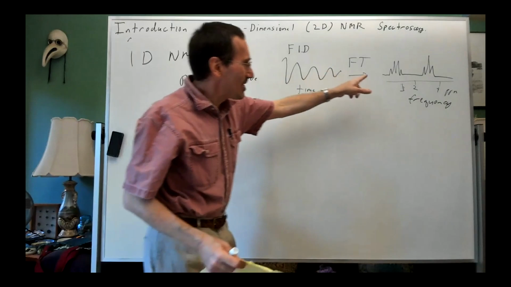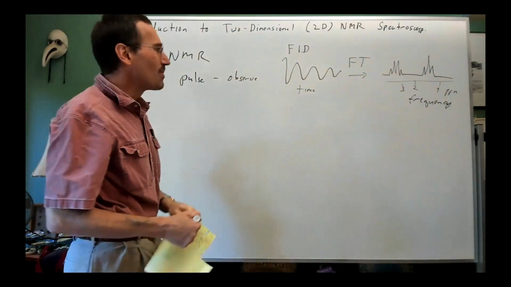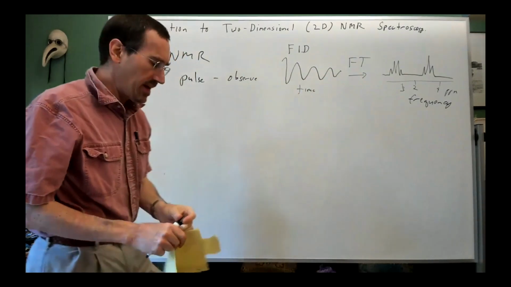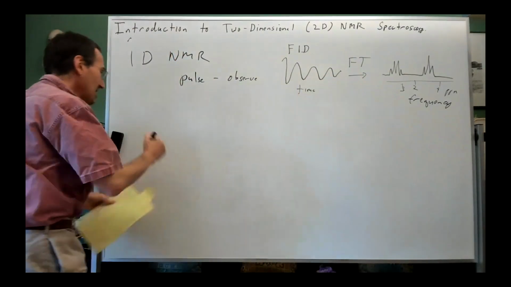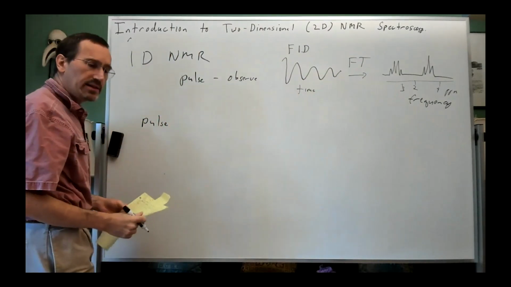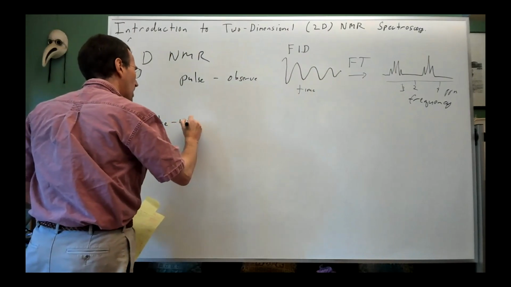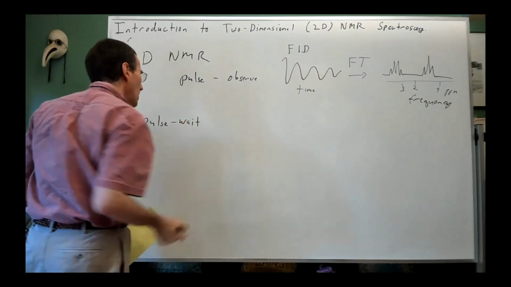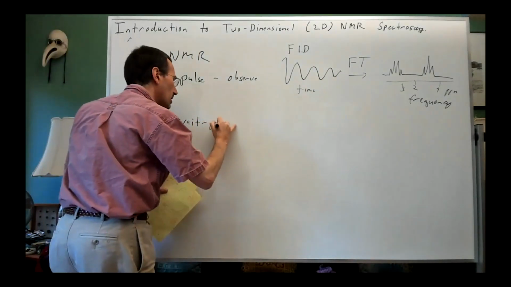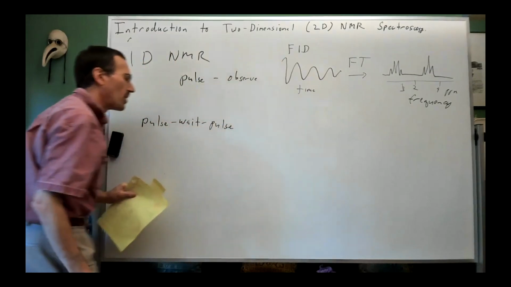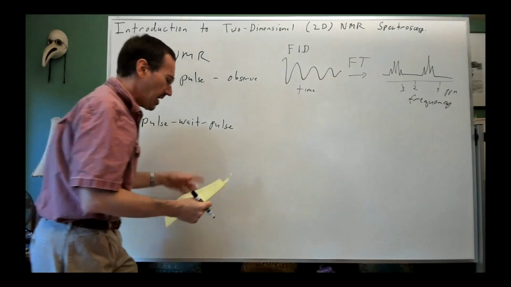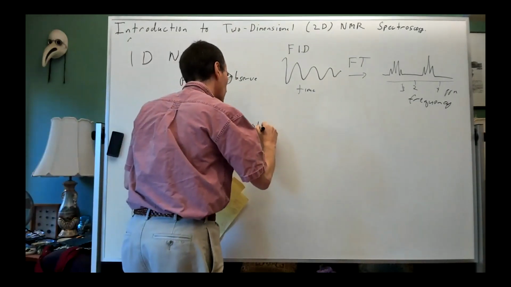not the dimensions of the spectrum, but rather the fact that now we're going to have two time domains. So the general idea for all of the 2D NMR sequences, they differ in terms of the exact pulse sequence. But you pulse, you wait, you pulse again, and there may be more pulses and more waits, or the wait may be split up, and then you observe.